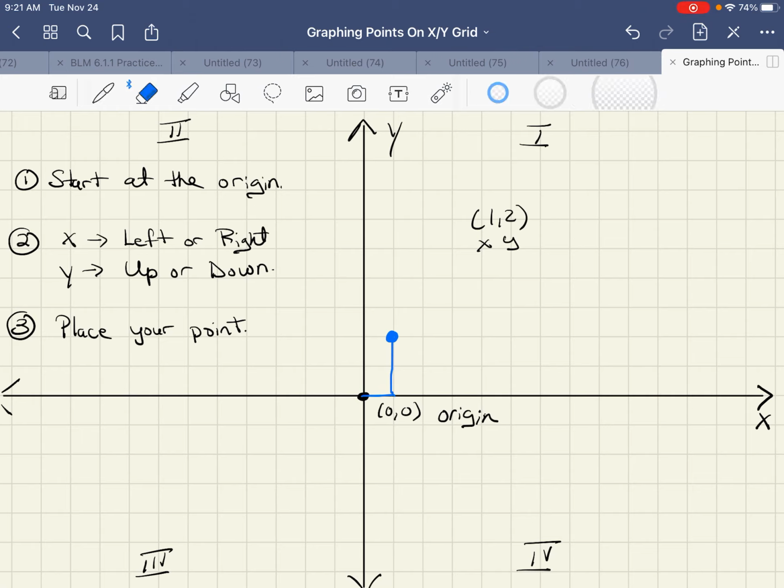So what I'm going to do here, I'm just going to erase that, and then I'm just going to put 1, 2 close to where that point is. And I don't really need the path.